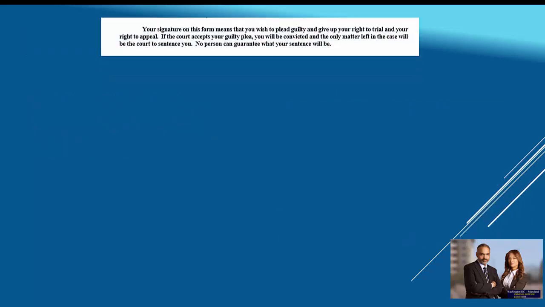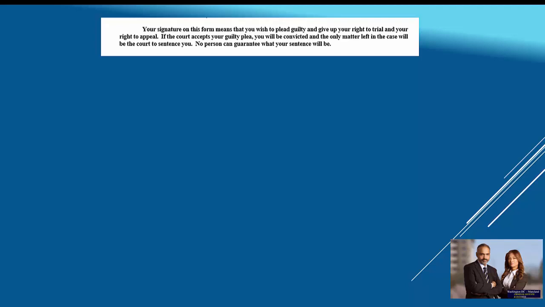And the last thing on this form is your signature. Now, your signature on this form means that you wish to plead guilty and give up your right to a trial and your right to appeal. If the court accepts your guilty plea, you will be convicted, and the only matter left in this case will be for the court to sentence you. No person can guarantee what the sentence will be. We're not going into the sentencing in this PowerPoint presentation.